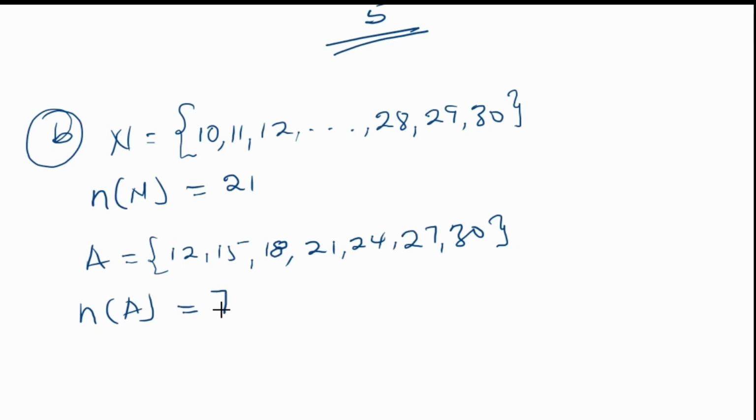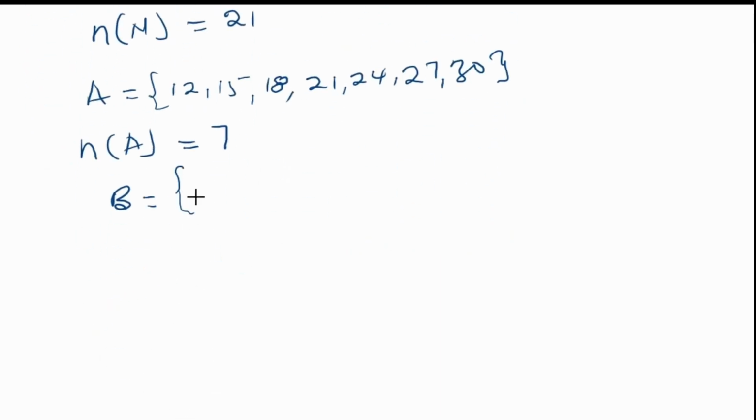Right, and the number of elements in A is 1, 2, 3, 4, 5, 6, 7, and that is 7. And the next set will be the set of multiples of 4. Let's call that set B. And its members, starting from 10, will be 12, 16, 20, 24, 28. And that is all. And the number of elements in B is 1, 2, 3, 4, 5, that is 5.